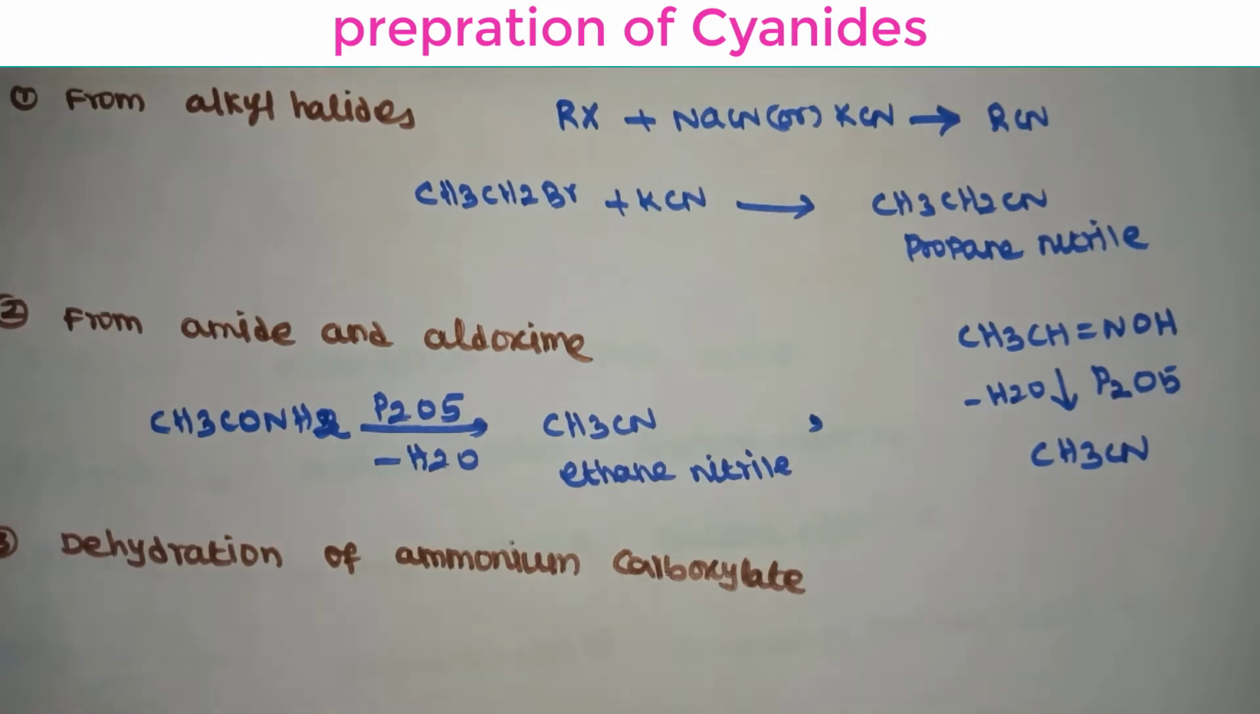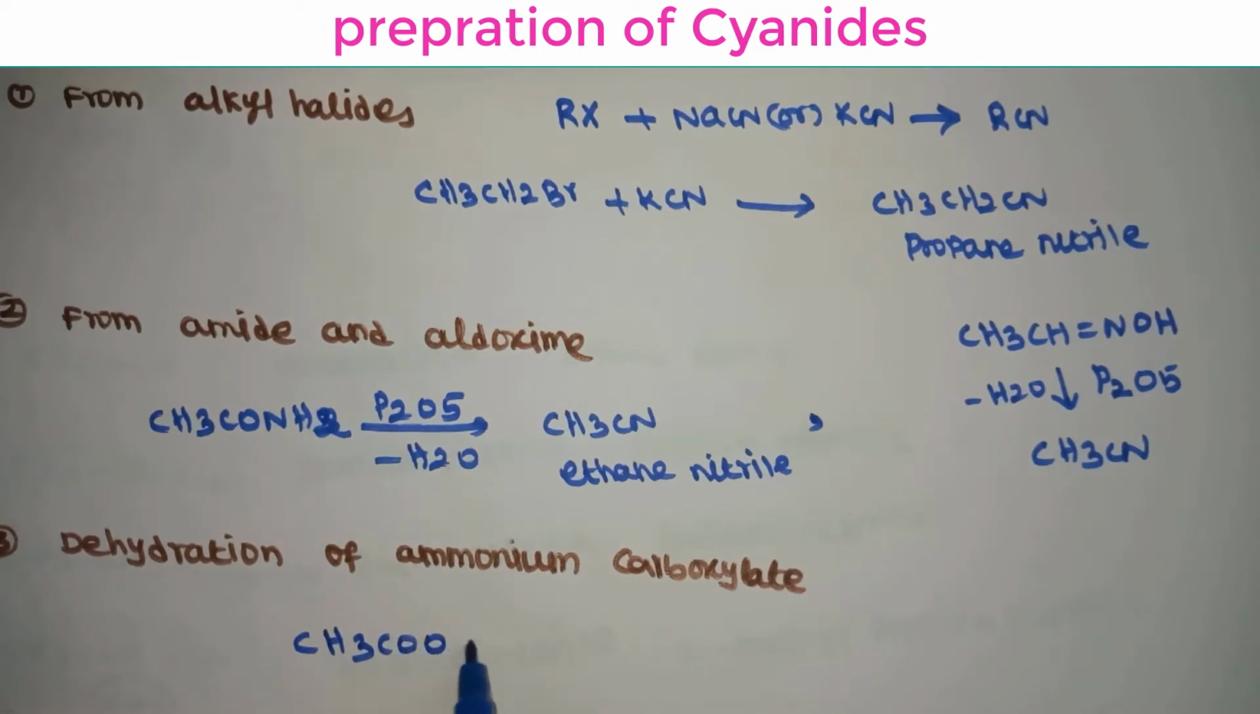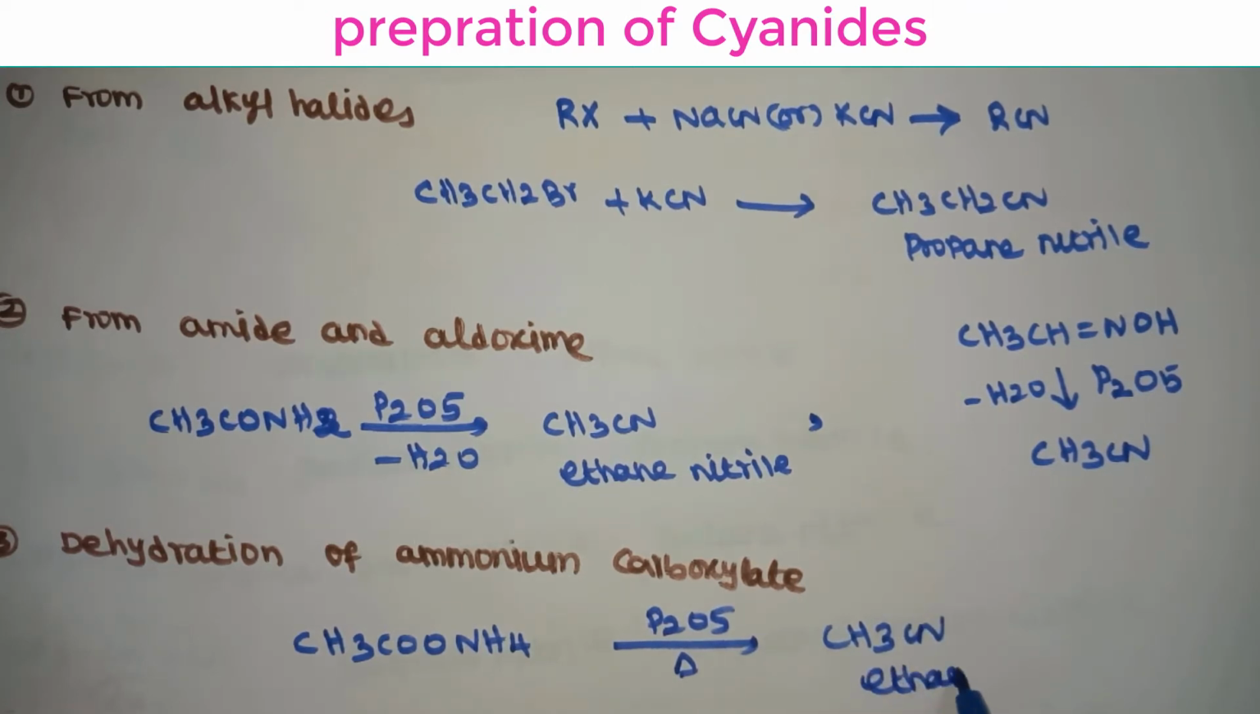Next, third method, dehydration of ammonium carboxylate. One example, ammonium acetate, CH3COONH4, reacts with the dehydrating agent phosphorus pentoxide, P2O5, on heating to form CH3CN. The name of this compound is ethane nitrile. This is ammonium acetate.